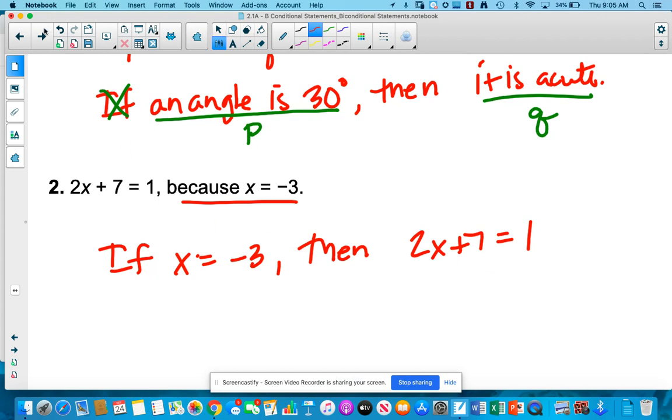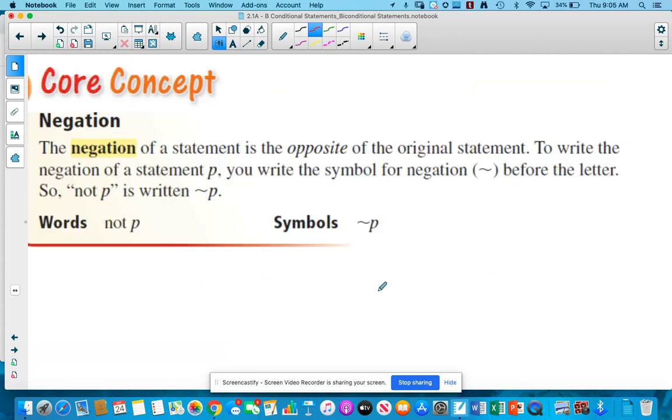All right, now let's talk about a negation, okay? The negation of a statement is the opposite of the original statement. To write the negation of a statement, you should write the symbol for negation before the letter. So not P is written as not P, all right?